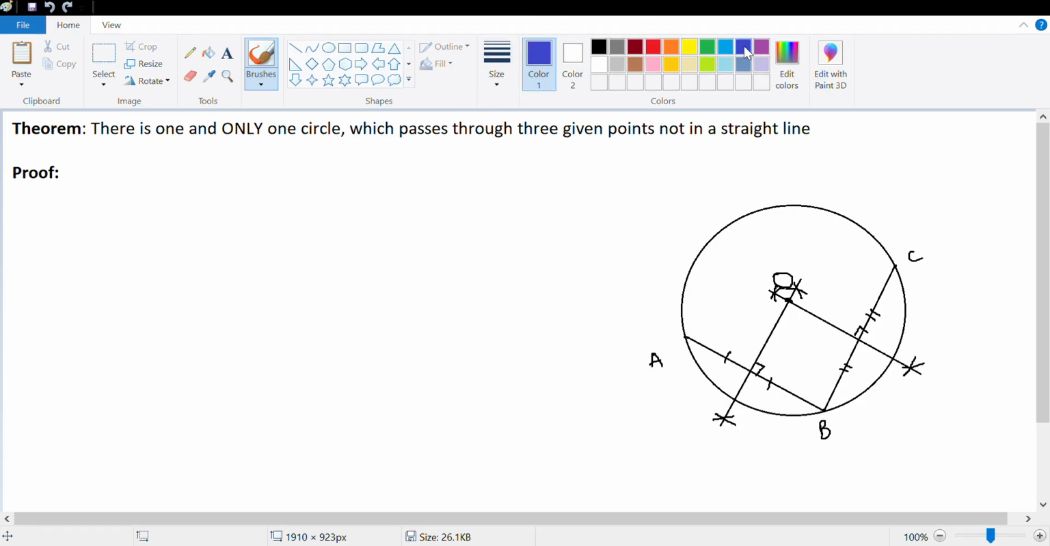Hi guys, let's start the new exercise in this chapter, circles. So let's look at a few more properties of circles, their chords and their arcs, before we solve any questions. So let's look at the next theorem.